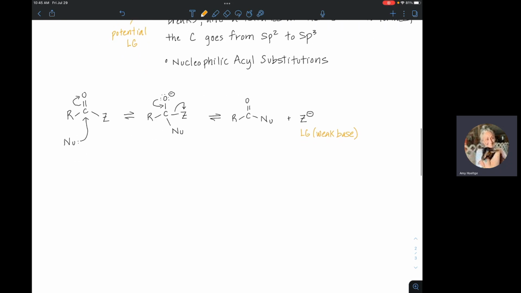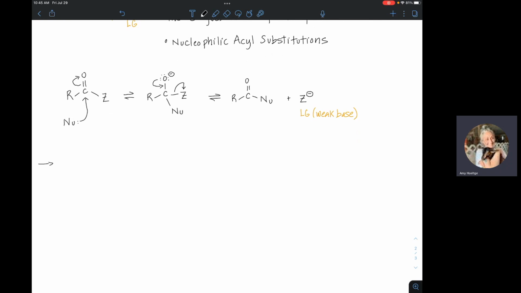And the relative reactivities for these, just based on the weakness of the basicity in the leaving group. And I say relative because it kind of depends on what the rest of the structure is, right? So the relative reactivities of these compounds. So who's the most reactive, who's the least reactive, in other words.